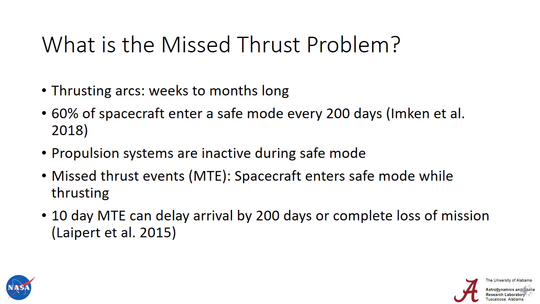A spacecraft has a 60% likelihood of entering a safe mode event every 200 days. And during one of these safe mode events, the propulsion system gets deactivated while the spacecraft focuses on generating power and communicating with Earth. Now, if a spacecraft enters a safe mode while it's supposed to be in a thrusting arc, this is called a missed-thrust event. And even just a 10-day missed-thrust event can delay arrival by 200 days or even cause the complete loss of a mission.